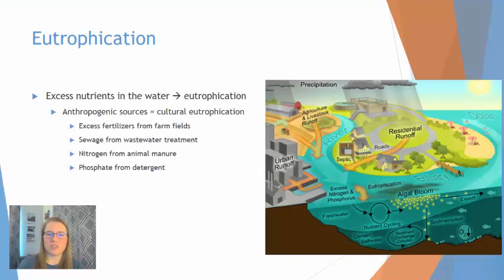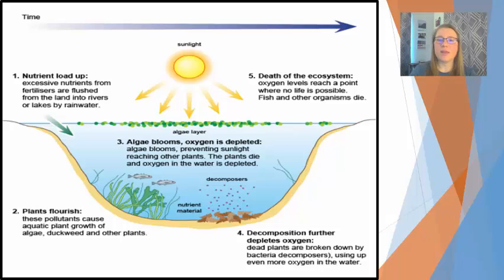Now, eutrophication is the result of excess nutrients in the waterways. And if these excess nutrients are coming from anthropogenic or human sources, we call that cultural eutrophication. Now, these excess nutrients can come from extra fertilizers in farm fields. They can come from sewage from wastewater treatment plants, nitrogen from animal manure, and phosphates from detergents or laundry soap.